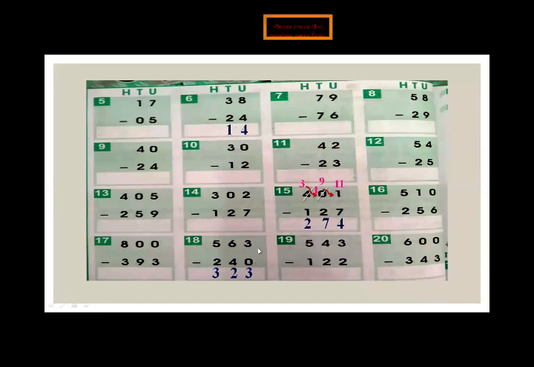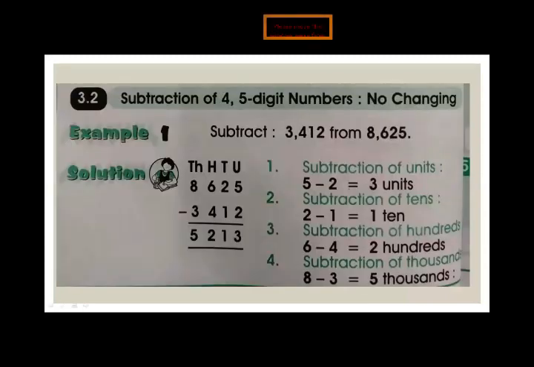Question number 18. No borrow is needed here. 563 minus 240. 3 minus 0, 3. 6 minus 4, 2. 5 minus 2, 3. Your difference is 323. This is exercise 3.1. Complete this exercise in your books by using a sharp pencil, don't create any dirtiness on your books. Okay. Moving forward.